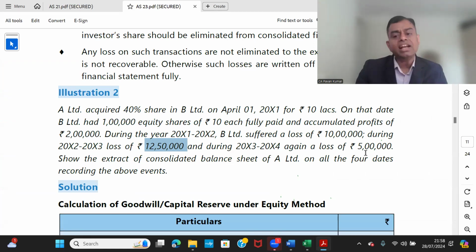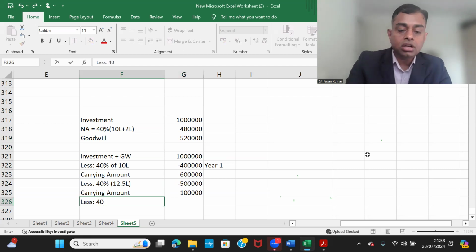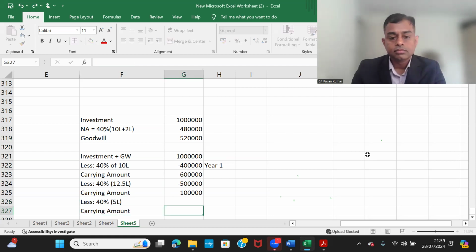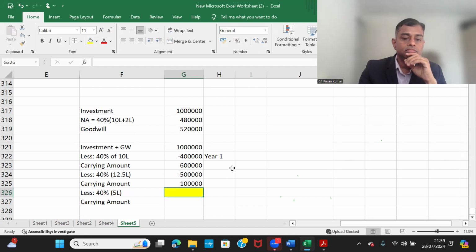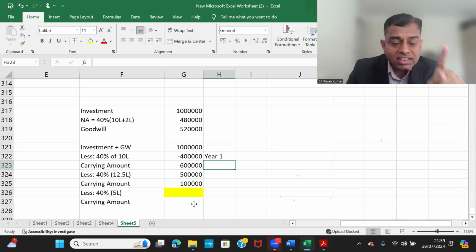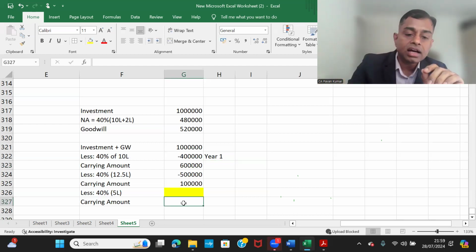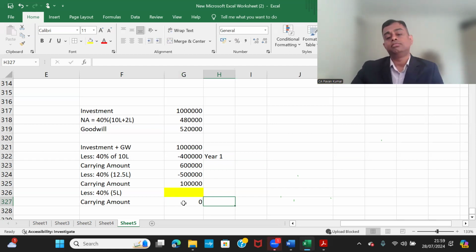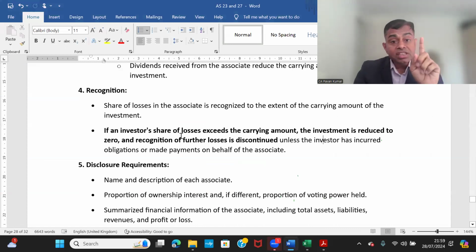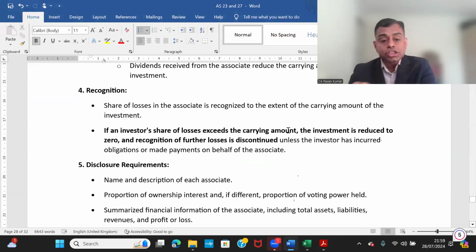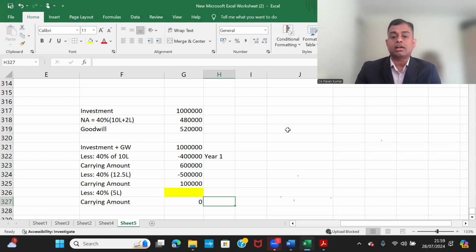Next year, the company again incurred a loss of 5 lakhs. So less 40% of 5 lakhs. How much is it? 2 lakhs. Don't write 2 lakhs there, with carrying amount of 1 lakh, write investment as 0. That is what the standard said. If an investor's share of losses exceeds the carrying amount, the investment is reduced to 0. Don't put it in a negative number.